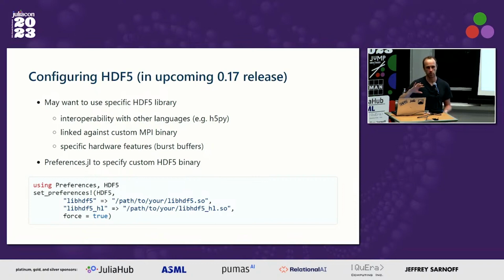Interoperability, if you want to use the same one as Python users, for example, or if you have very fancy hardware and they built it to use. HDF5 has all these nice layers. It can support things like burst buffers and things which are on big HPC systems. We'll handle this for you, so it can take advantage of that. And preferences provides a mechanism where we can just say use this binary. These are the two libraries we end up using, so you have to use both of those.